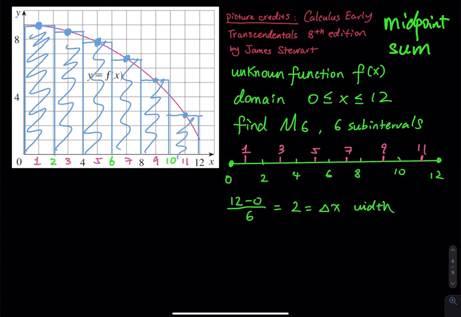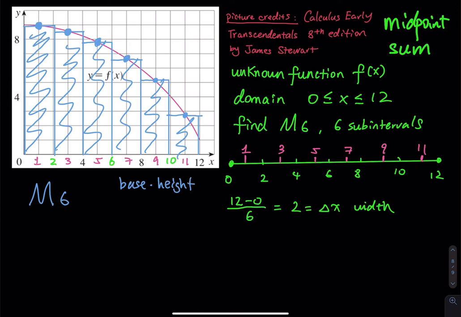So the next step is you have to find what? You have to find M6 for me, right? So find the midpoint sum using 6 subintervals. So how do you find the area of one rectangle? The concept, the formula is you have to do base times height, right?